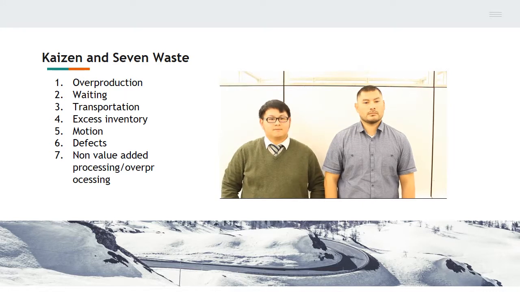6. Defects. Any product that does not meet the standard for orders in the industry. Careless employees accidentally producing a set of 100 3.5-inch nails instead of 4-inch, therefore not meeting the customer's order for the 4-inch nails. And 7. Non-value added processing or over-processing.